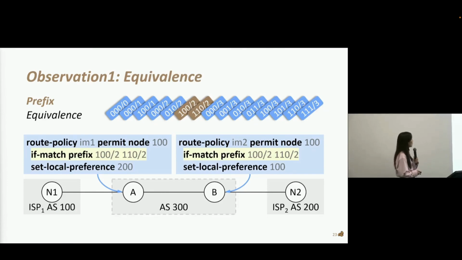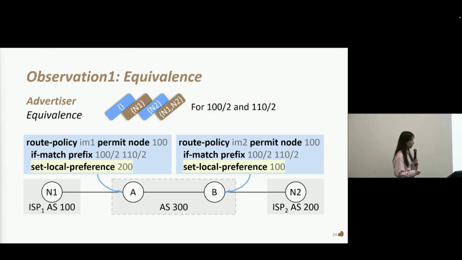When designing Expresso, we have several observations. The first is that there are 2 types of equivalence in route computation. The first kind of equivalence is prefix equivalence. Prefixes that match the same or equivalent routing policies throughout the network will always be treated the same during route computation. In our example network, prefixes 100/2 and 110/2 match the same routing policies throughout the network, so they are equivalent. And all other prefixes are equivalent.